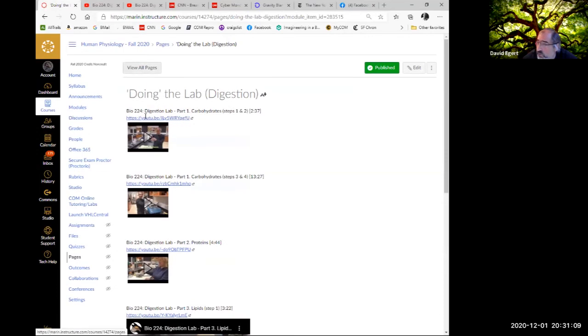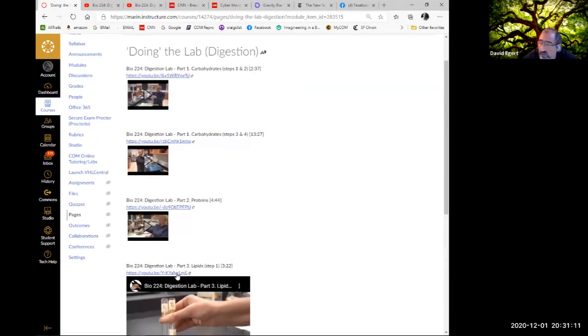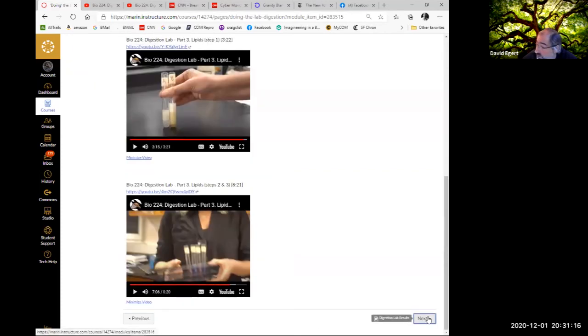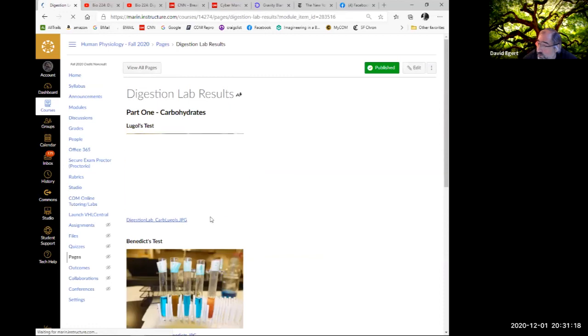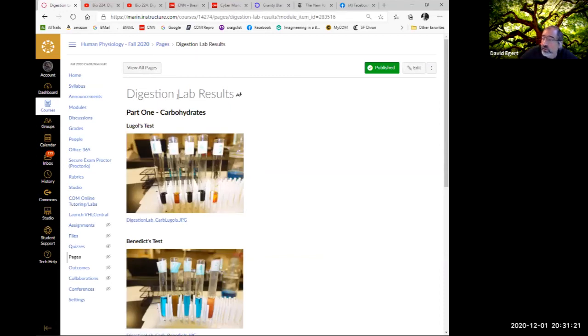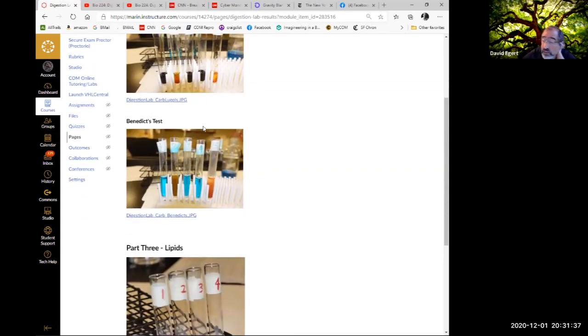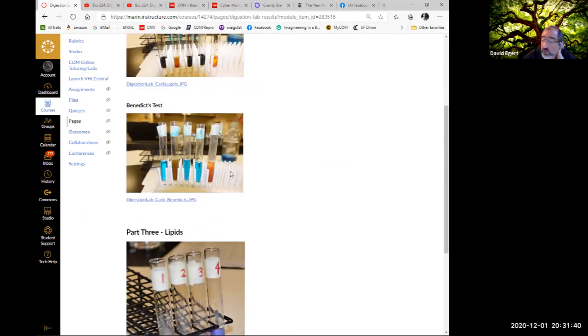If we go to the next page, you should look at these. I'm going to skip through this right now because of the time. I don't want to keep you trapped here. But Digestive Lab Results, this is showing pictures. So you can use this in your lab notebook, and in your writing up, you can see things without having to worry about the videos as much. Here's the Lugol's test for test tubes 1 through 5. Here's the Benedict's test for test tubes 1 through 5. So you can use this for your data.